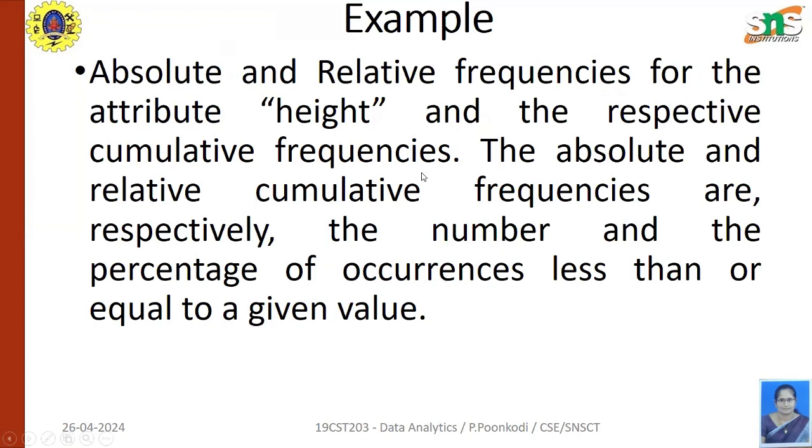The next example considers the attribute height, and for that the respective cumulative frequency should be calculated. Absolute and relative cumulative frequency are the number and the percentage of occurrences that are less than or equal to a given value.